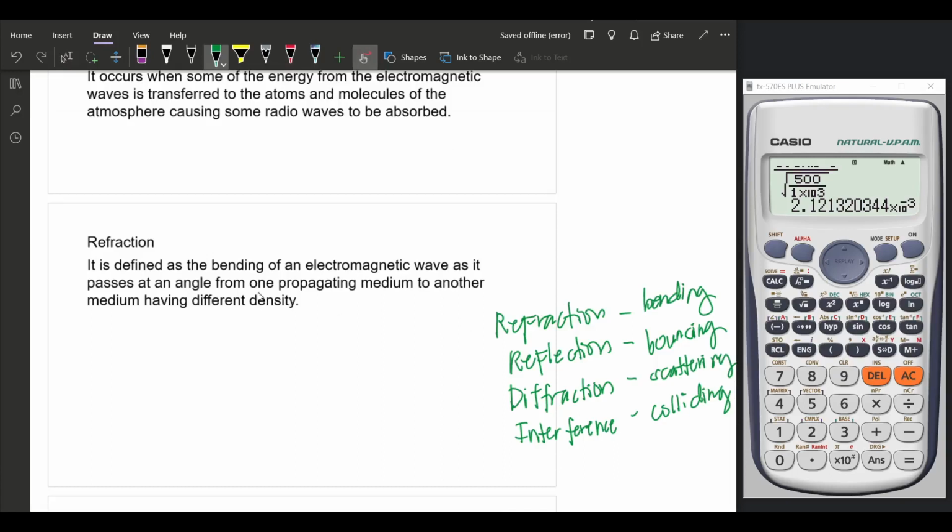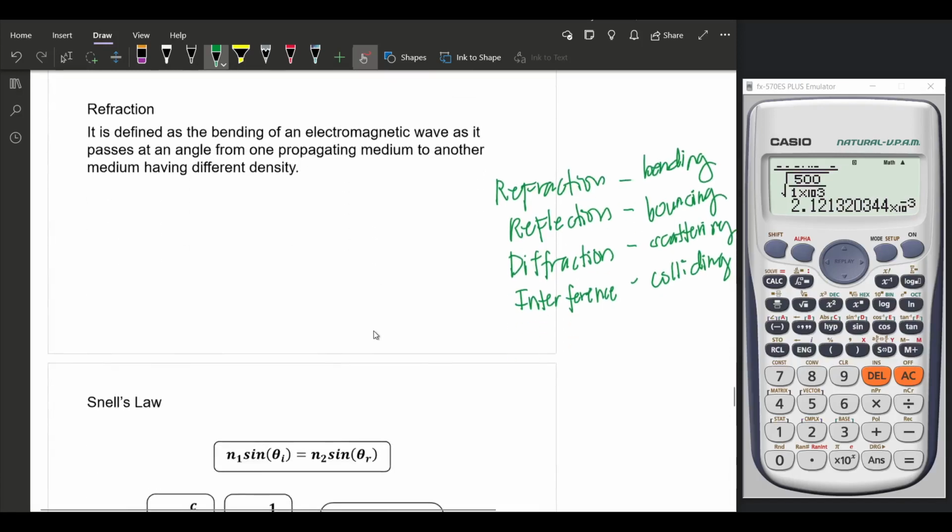Okay? So, the first one is the refraction. So, again, refraction. Ito yung pag-bend ng wave because of the changing density of the medium. Okay? Kapag nag-travel yung wave from one medium to another medium, then magkaiba ng density yung medium, ang tendency ng wave mo is magbe-bend siya. So, that is known as the refraction.